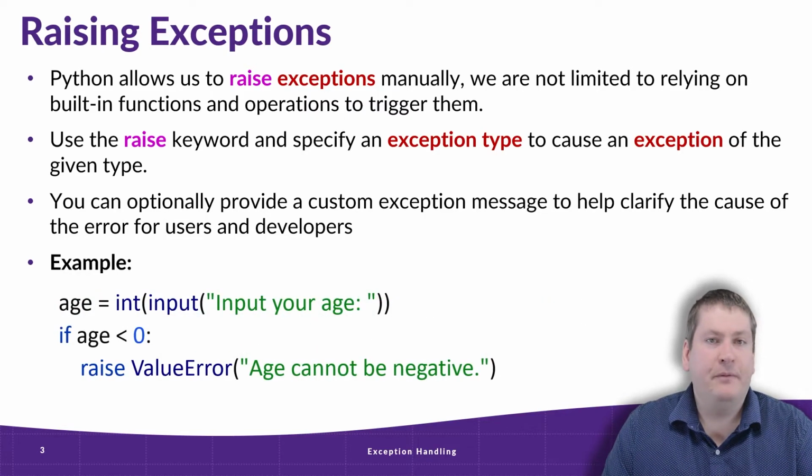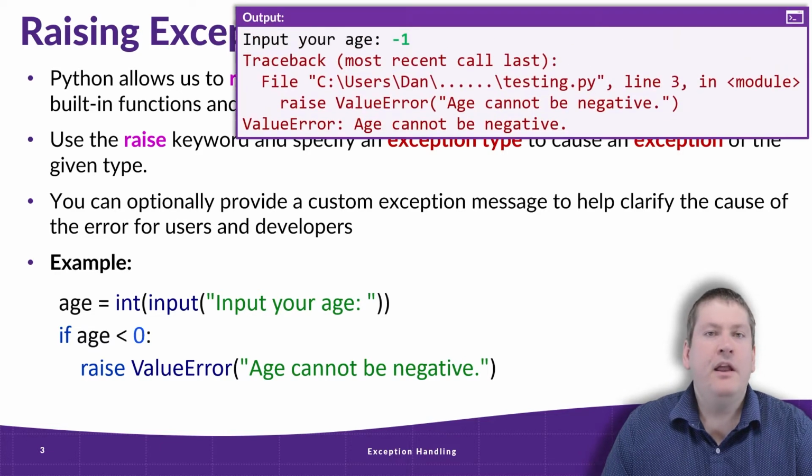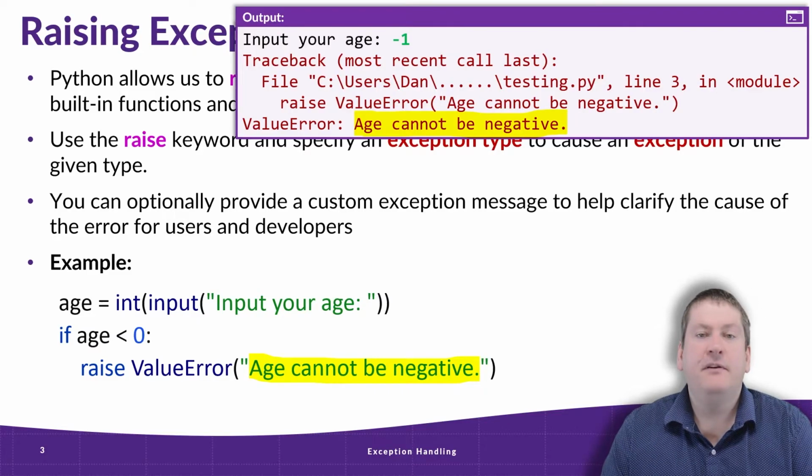Let's take a look at an example. This is a fairly straightforward example where we're asking the user to input their age. And in this case, if their age is less than 0, which shouldn't be possible, we're going to raise a value error. And the message contained in that value error is going to be "age cannot be negative." If we were to try to run this in Python and we input -1 into the console, we would get a traceback like this that says there is a value error, and the message contained in that error would be "age cannot be negative," which we can see in that traceback.